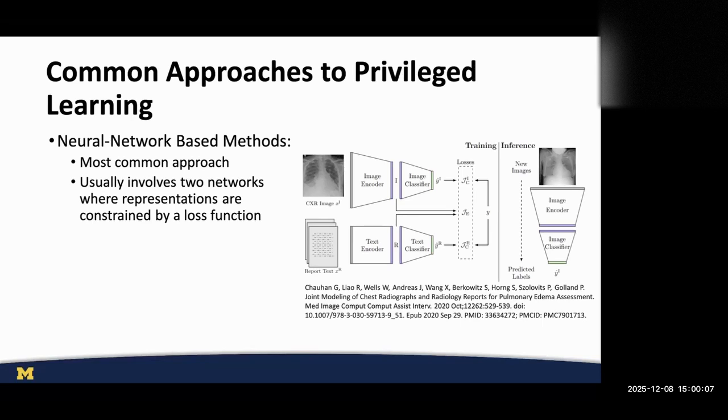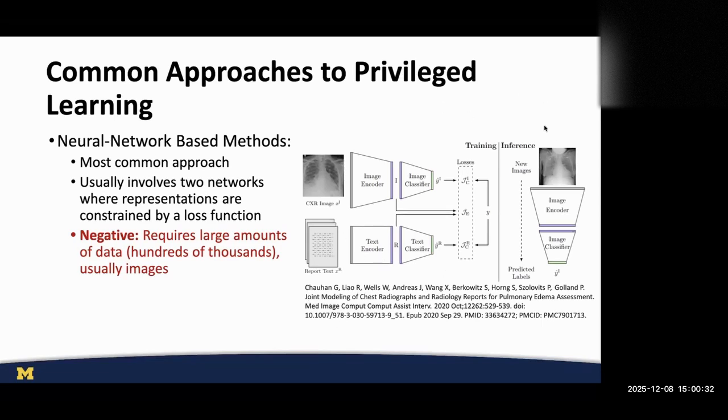So there are some common approaches to privileged learning. Most common is some type of neural network-based method where there are two networks and one is constrained by the other through a loss function. The problem with this method is that it typically requires very large amounts of data. So usually images, and something on the order of hundreds of thousands. In this paper, they used hundreds of thousands of images.